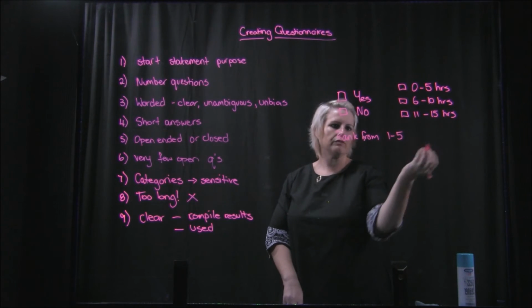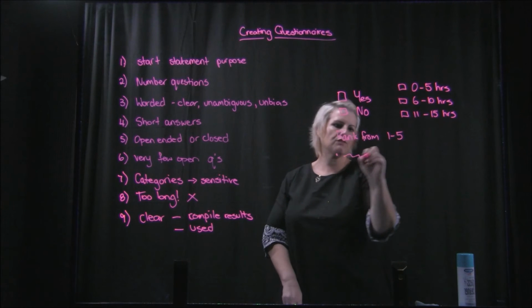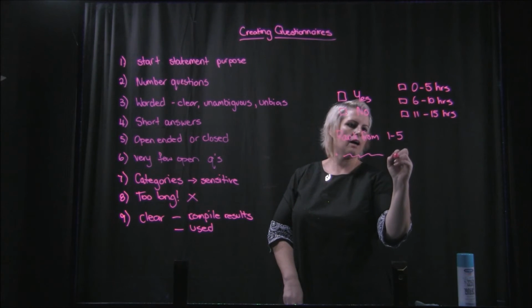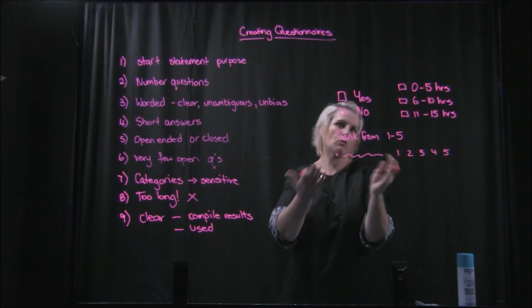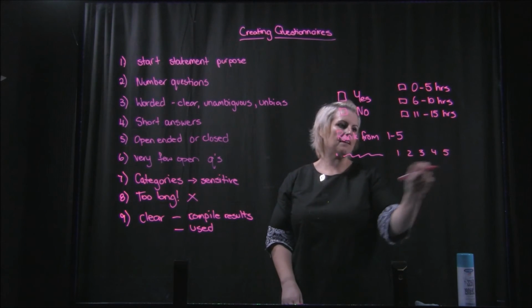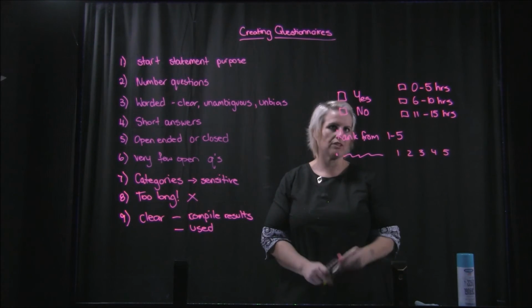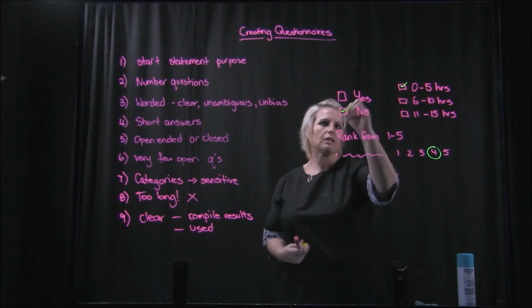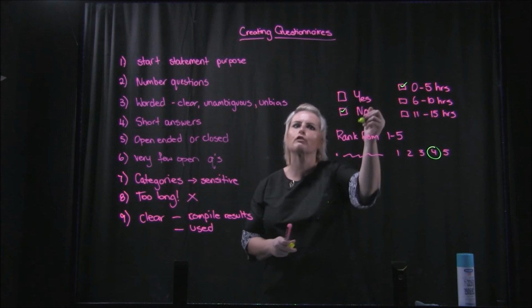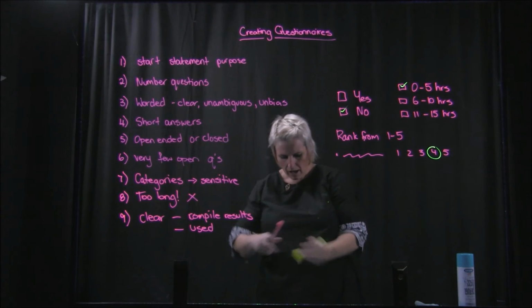Rank from 1 to 5. Okay, and so they then give their question, their whatever, and then they give the ranking so that all the person has to do is circle. Over here, they just have to tick a box. Yes, no, true, false, that kind of thing.